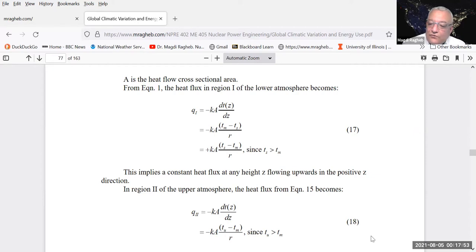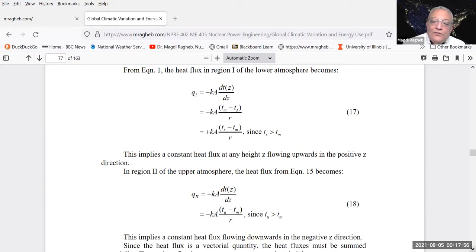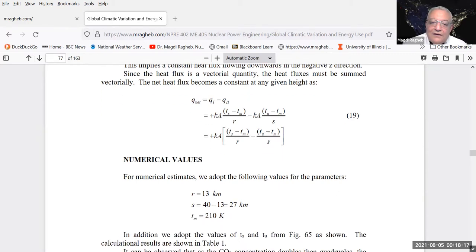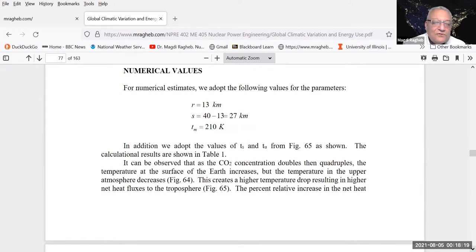So what can we do? We can take the delta Q, the difference between the two heat fluxes, the net heat flux, and divide it by the value of the heat flux near the Earth as a reference value. And lo and behold, you don't need to know the conductivity or the area through which the conduction is occurring. And basically, you can calculate the net heat flux to the troposphere.